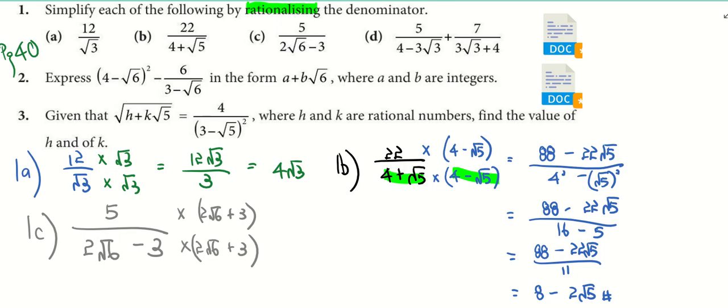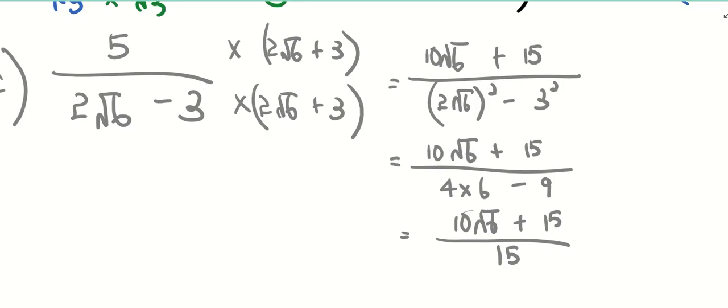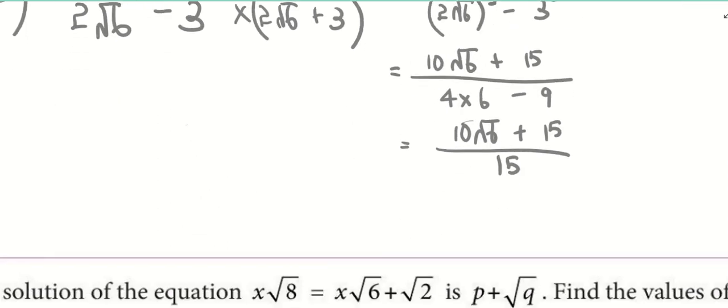Okay, so for part C, you need to multiply by the conjugate before you simplify it. After simplifying everything, yes, good. I never see any root term at the denominator anymore. But this is not the simplest form. Both the numerator and denominator are divisible by 5. So you will need to reduce to lowest term.